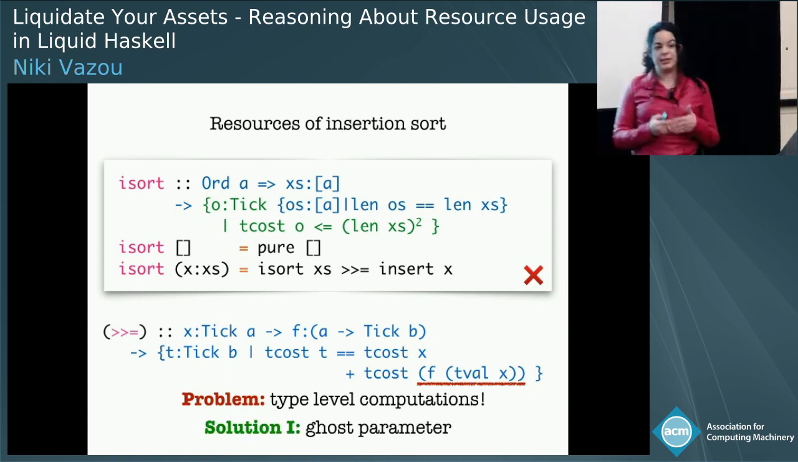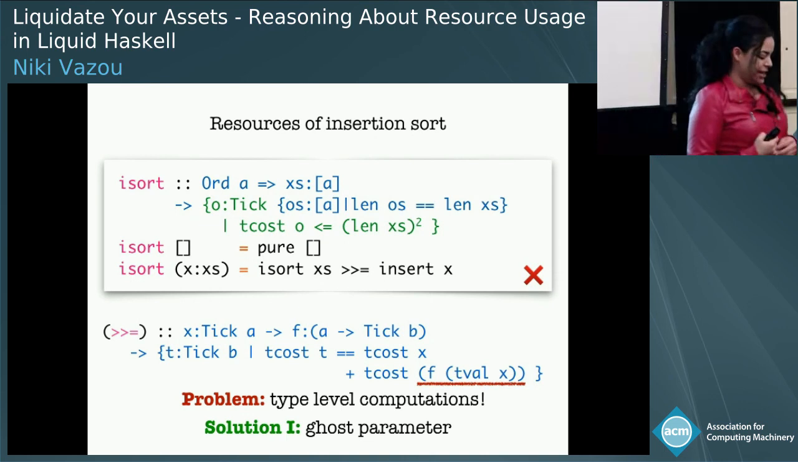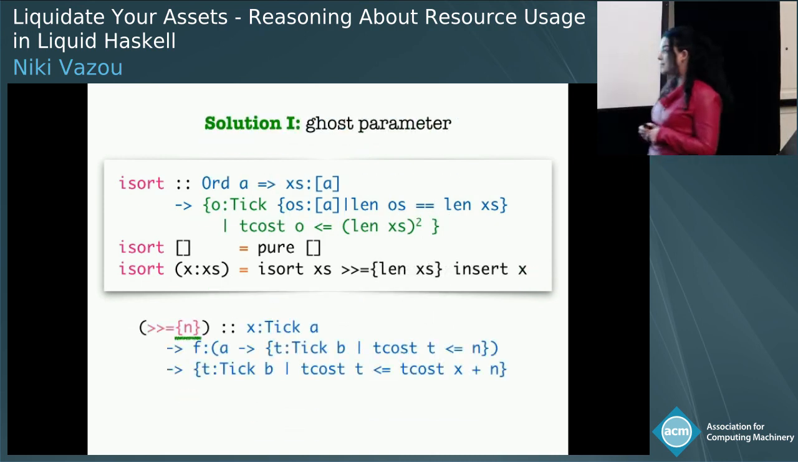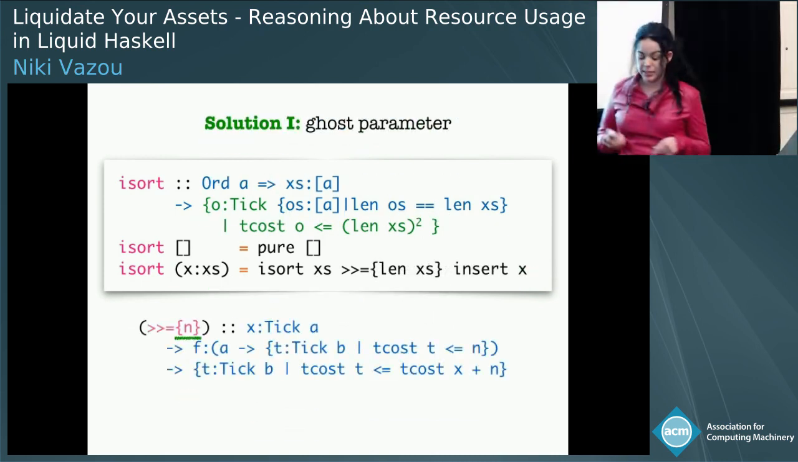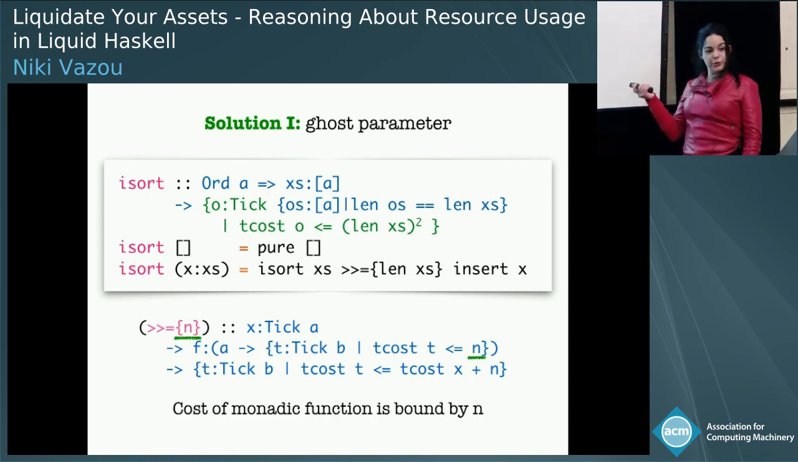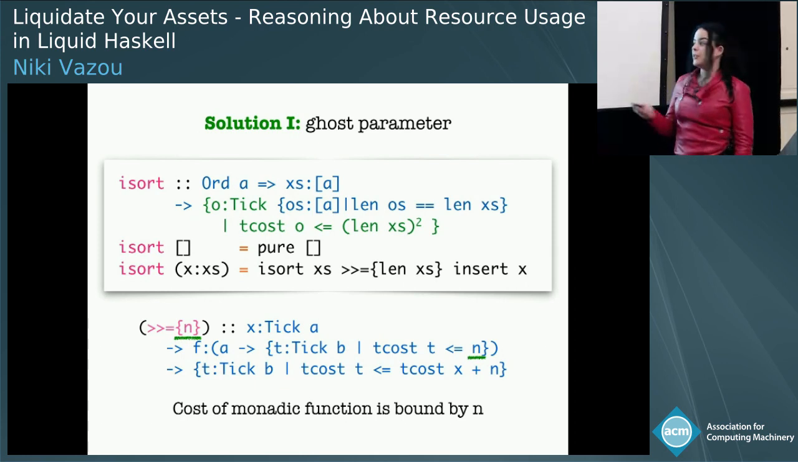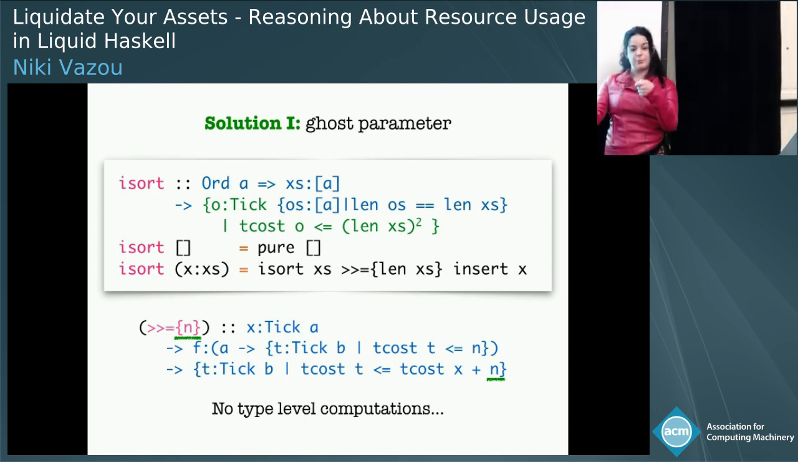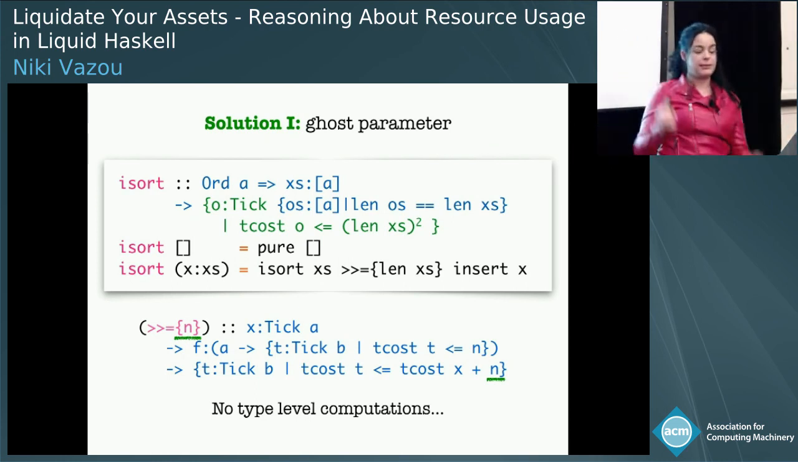So one solution that we have, used often in verification, is to use these ghost parameters. Okay, so what this means is I'm defining this fancy bind, and it has an extra integer argument n, and then I am going to say that the cost of the computed function is bounded by this n. So when I apply something to the function, no matter what, the cost of the computation cannot exceed n. And then here I don't have any more type level computation because I simplify all this to an upper bound that is n, that is given as an index to bind.